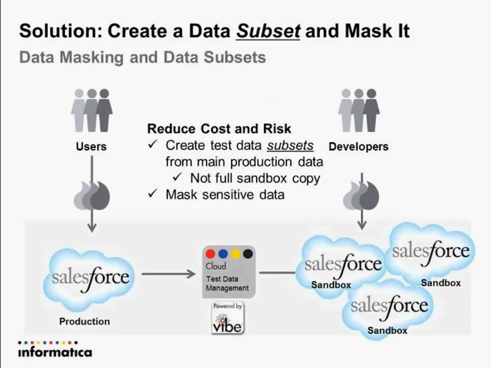So the solution is to really create a subset of your production data, but make sure that you're able to mask all the data. In this way, first of all, you address the cost factor. You're not taking a full sandbox copy, you're just taking a subset of the data. And secondly, if there's any sensitive data in there from your production instance that you're using for test purposes, you're able to apply masking rules in order to preserve the security and confidentiality of that data.